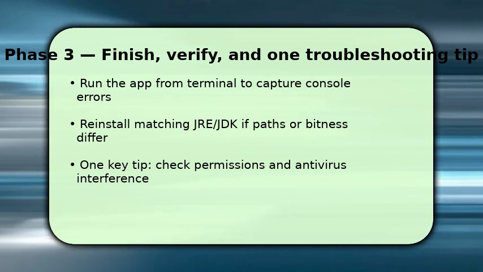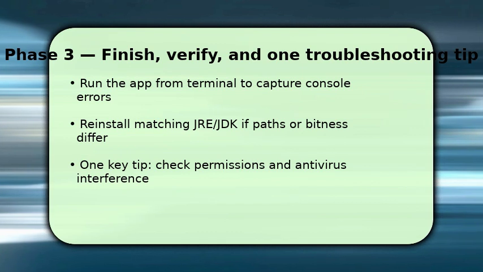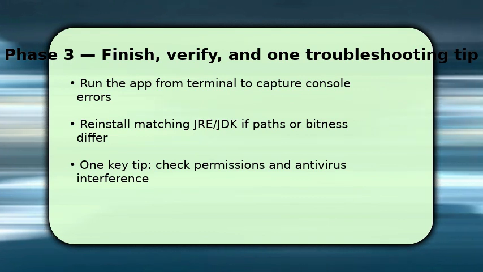If the problem persists, reinstall the JRE or JDK that matches your app's bitness and update JAVA_HOME again. Make sure file permissions allow execution and disable or check antivirus or endpoint tools that may block JVM files. If you still see the launcher error, use the console output and the final tip, permissions and security blocks, to guide the next repair steps and then retry.